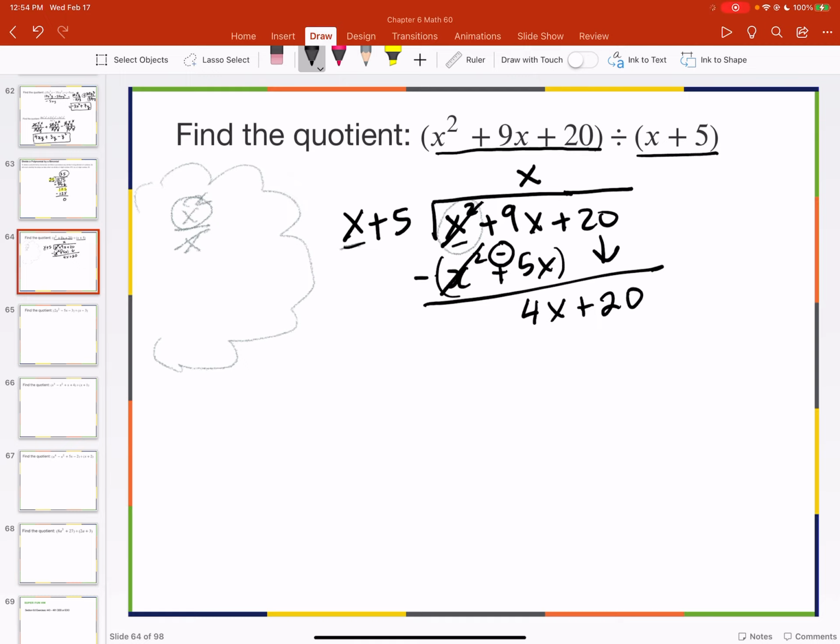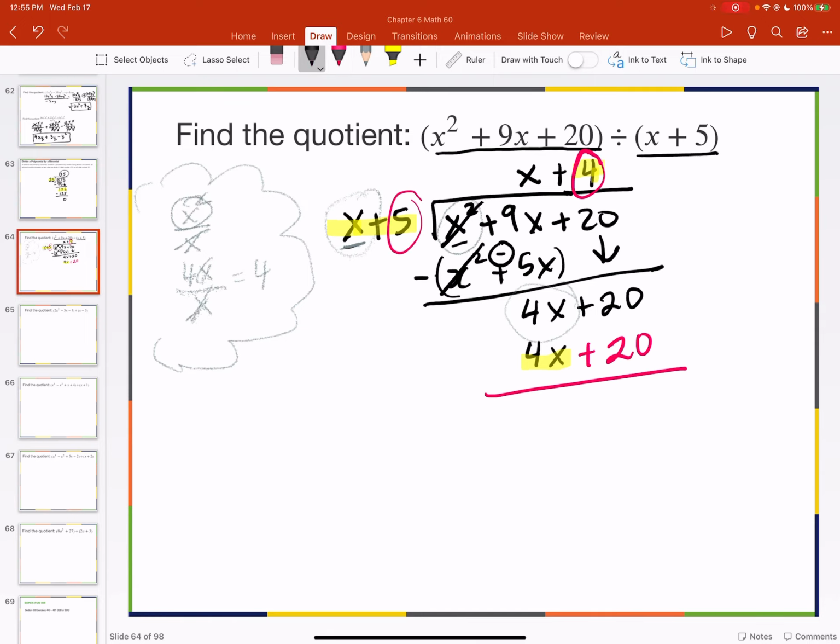Okay, so you see the similarities? Now I'm thinking, 4x and x. What multiplies by x to get 4x? Obviously, it's 4. But still, let's go ahead and do that little shortcut. So 4x divided by x is equal to 4. So that's what we're going to write up here, a positive 4. Then we're going to multiply 4 times x plus 5. So what am I doing? 4 times all of this. So 4 times x is 4x right there, and then 4 times 5 is 20 right there.